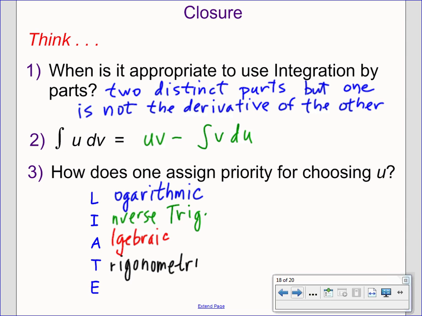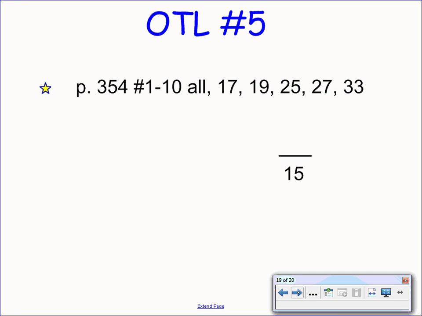Is it okay if I just put trigonometric? Give me an E, Marissa. Exponential. And everybody, what does that spell? LIATE. Very nice.